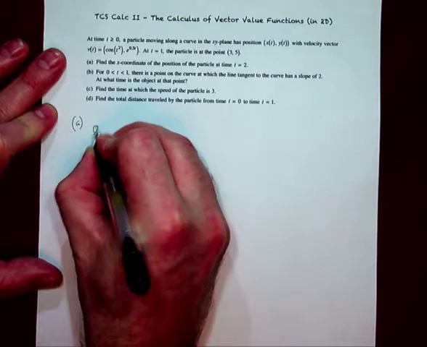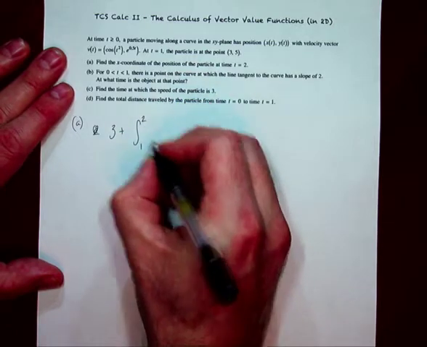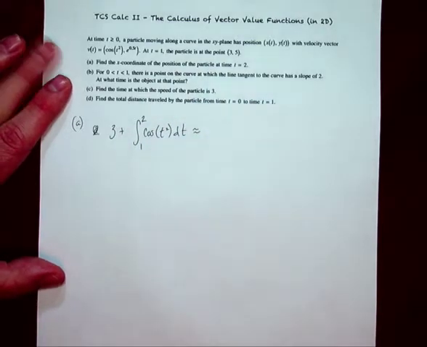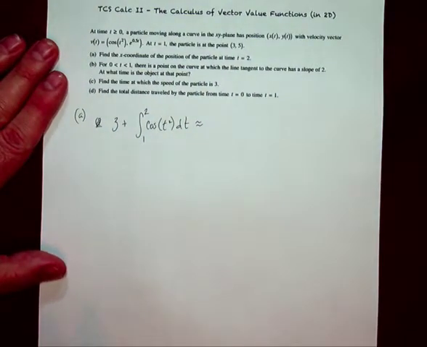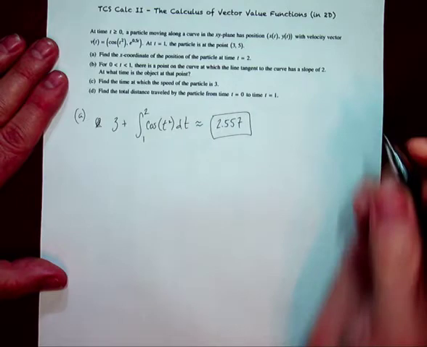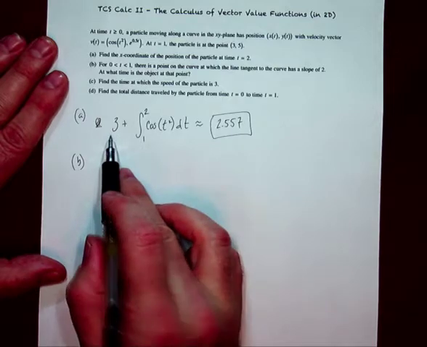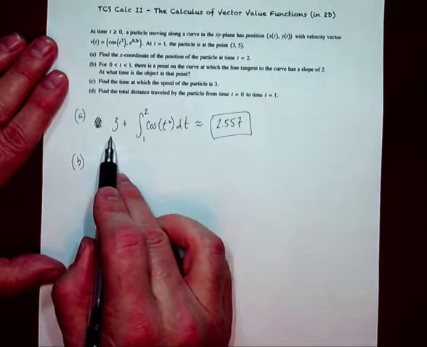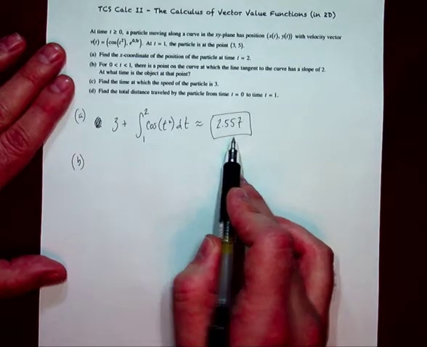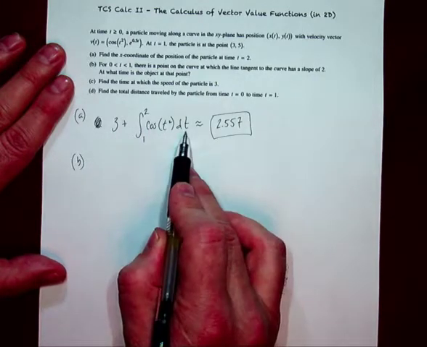So, 3 plus the displacement from 1 to 2, the integral of cosine t squared dt. Okay, well, you can go ahead and plug that into your calculator. It winds up being 2.557. I'm not so much worried about you being able to punch buttons in your calculator, but I need you to understand kind of what this means. This is basically the x-coordinate at t is equal to 1, and to get the x-coordinate at t is equal to 2, you simply need to start with where it is at t is equal to 1, and then figure out how much it's moved between 1 and 2.